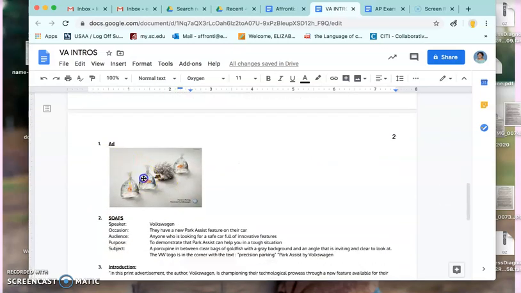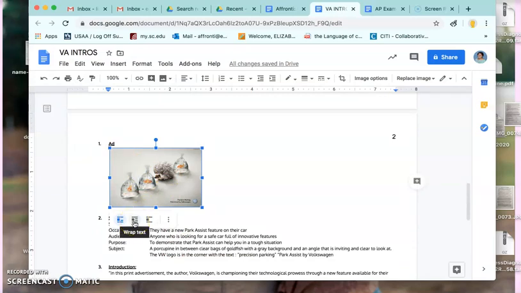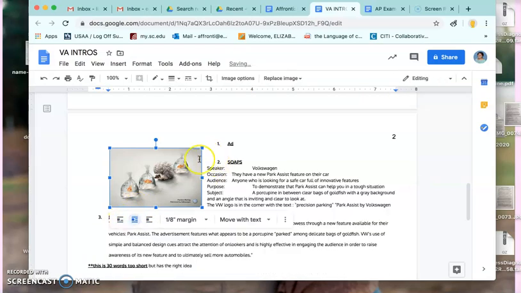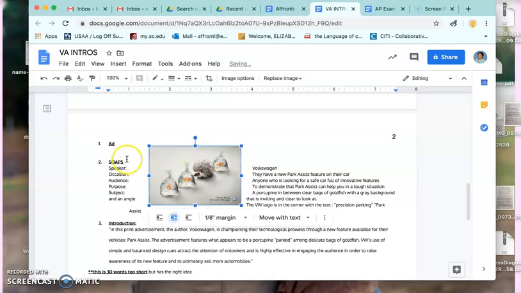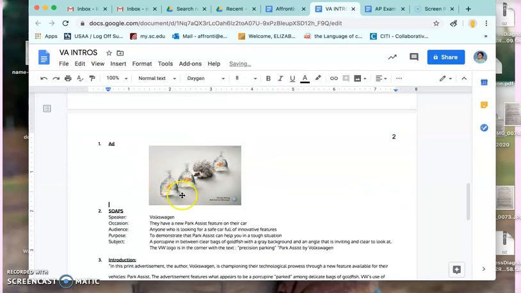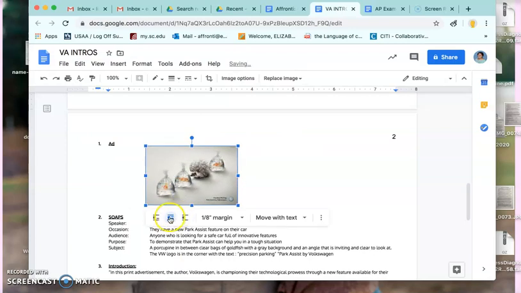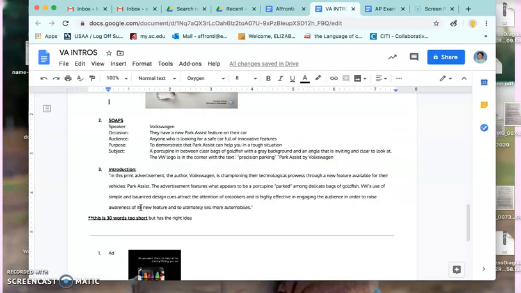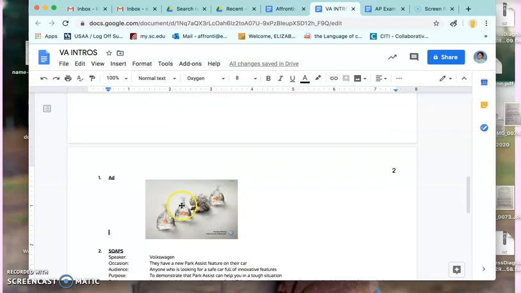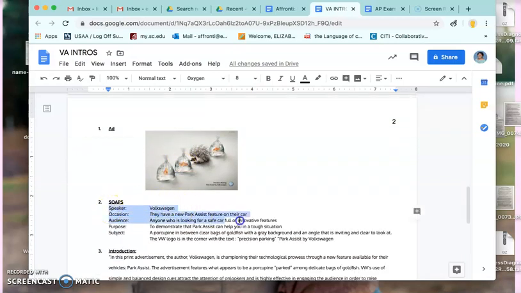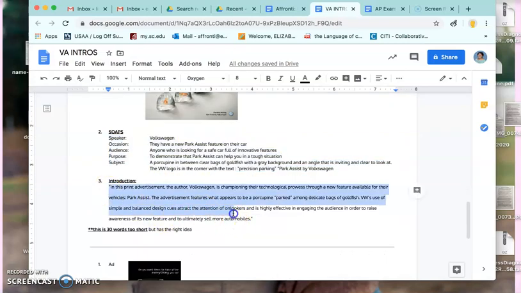Post the ad. Now, to move the text around, have it in that middle part, because then you can move it wherever you want to go. It's this middle one here. So you post the ad. Here's me completing the SOAPS. And here's an example. I did not write this. This is an example of an introduction.